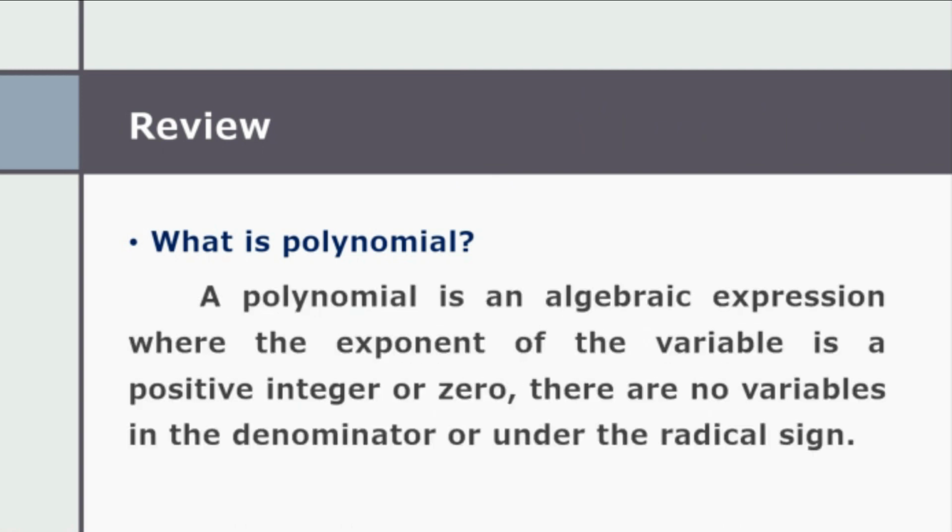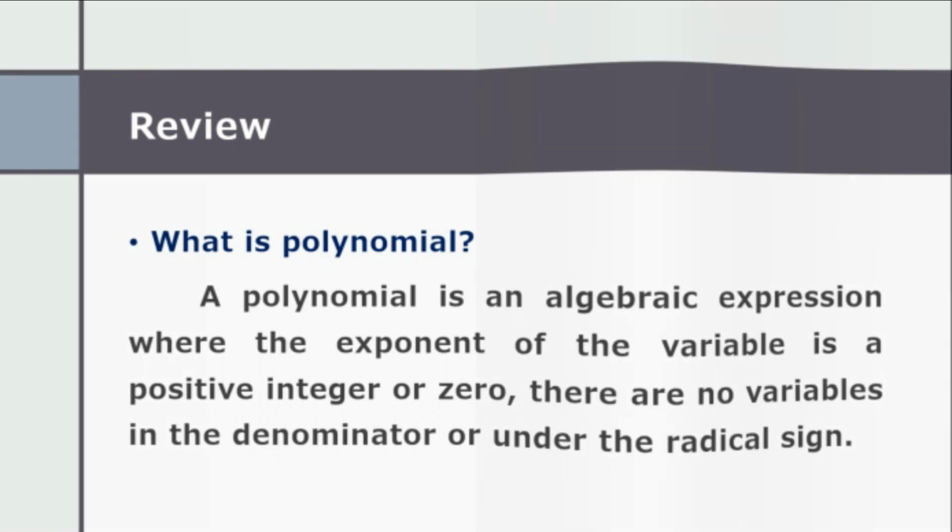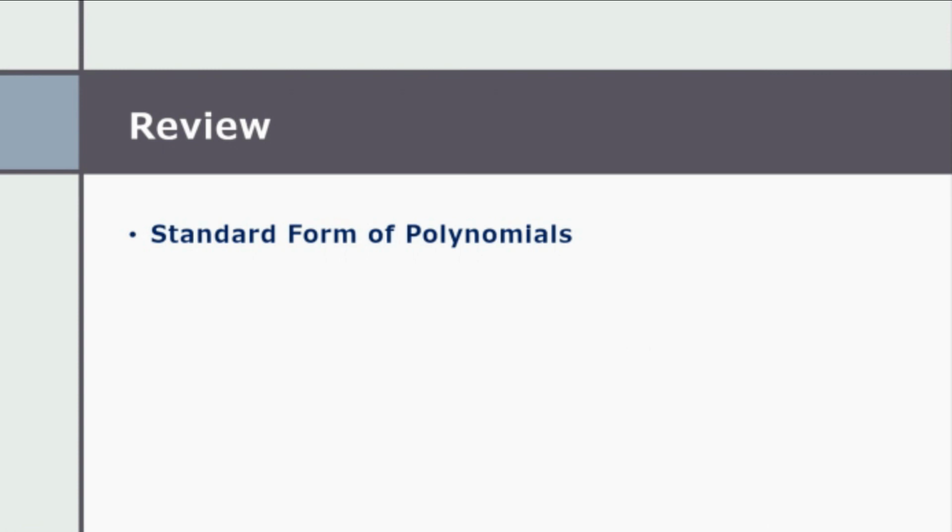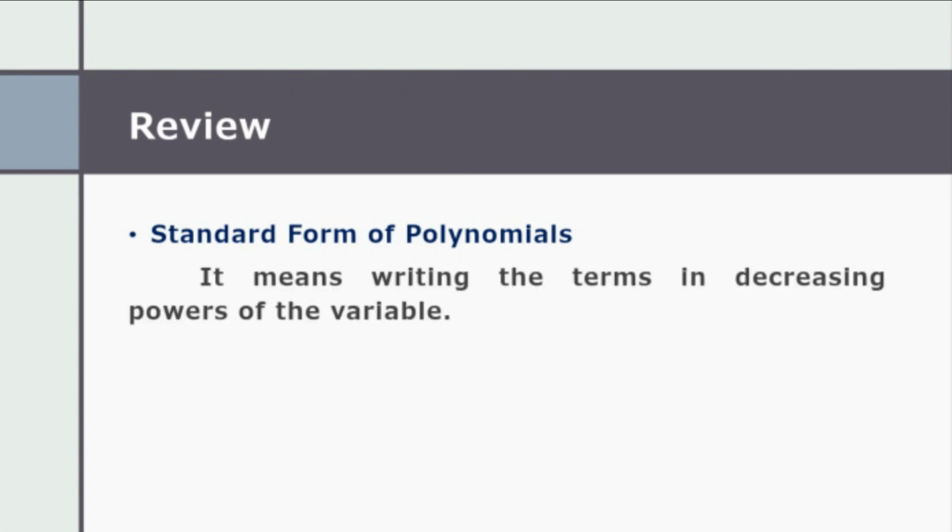In this lesson, we need to be familiarized with the following terms. What is a polynomial? A polynomial is an algebraic expression where the exponent of the variable is a positive integer or zero. There are no variables in the denominator or under the radical sign. Standard form of polynomials means writing the terms in decreasing powers of the variable. Example: P of x is equal to 3x raised to 4 plus 5x raised to 3 minus 2x raised to 2 minus 3x plus 1. Notice that the exponents are in decreasing order.